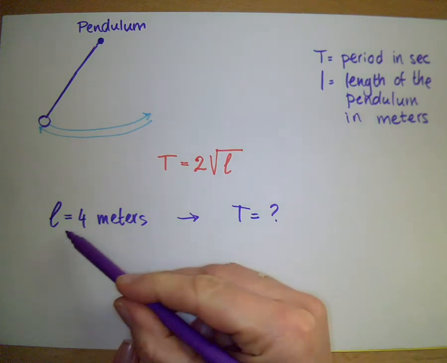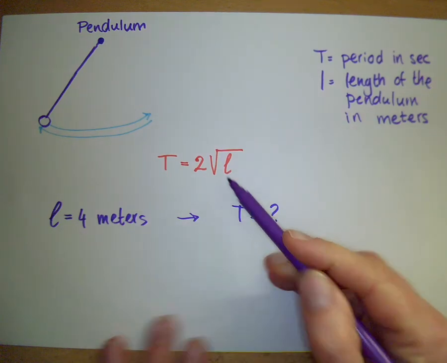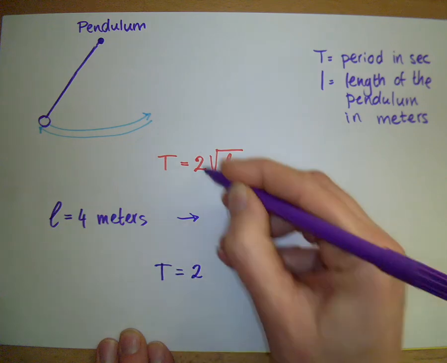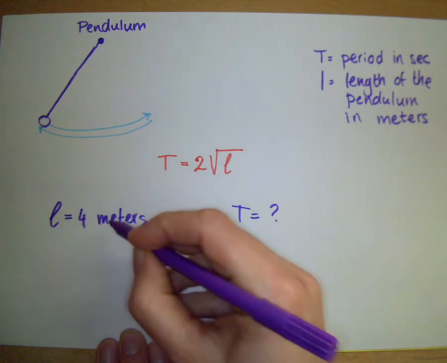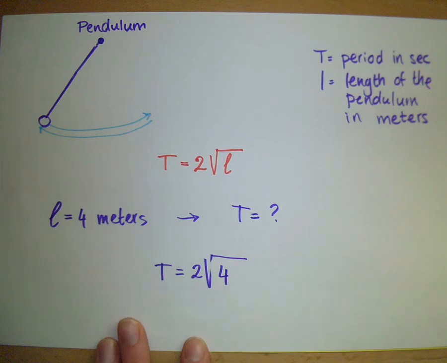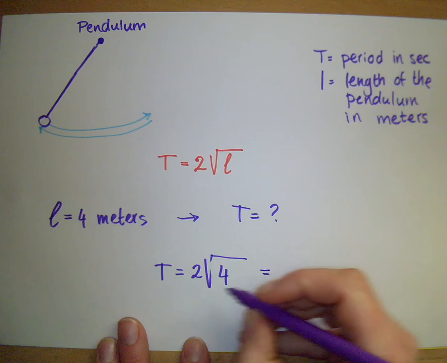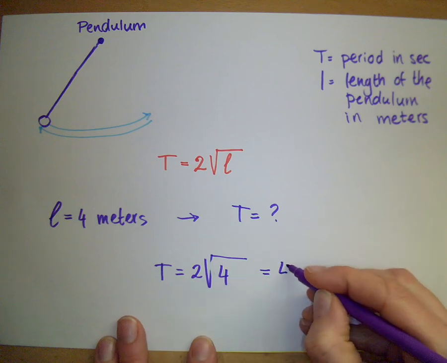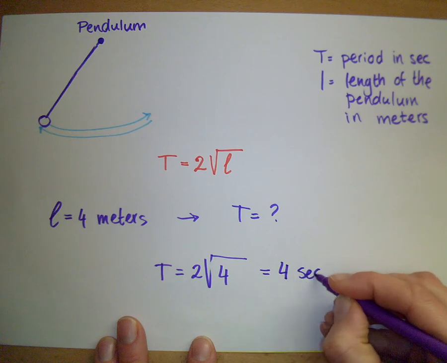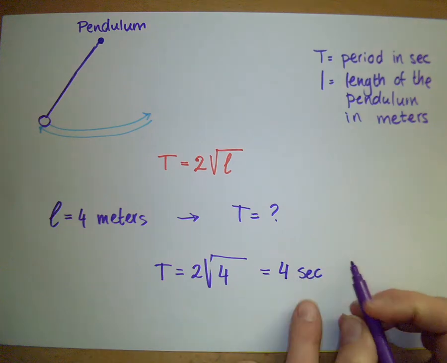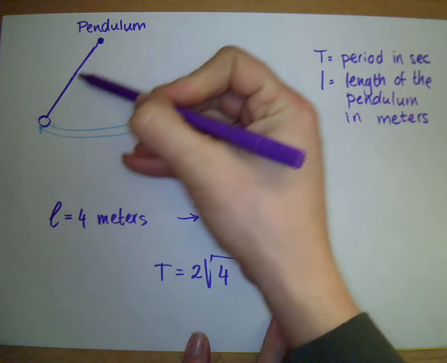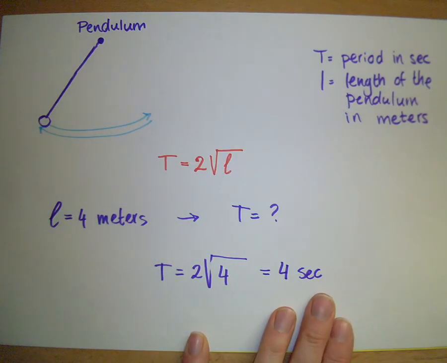Well, all we do is plug our length into the formula. T equals 2 times the square root of the length of the pendulum, which is 4 in meters. The square root of 4 is 2. 2 times 2 is 4. So the period of this pendulum would be 4 seconds if the length of the string is 4 meters.